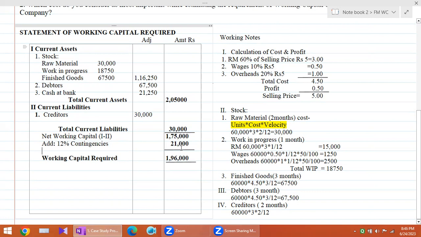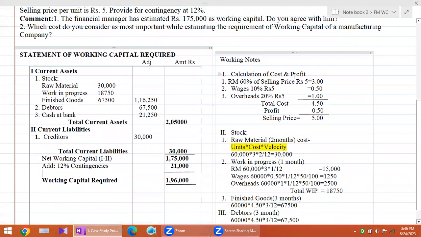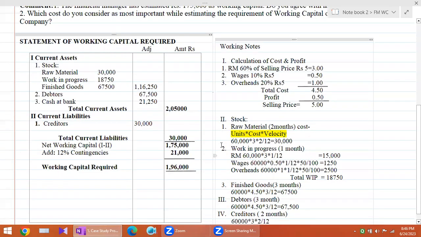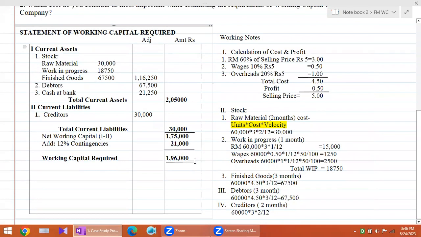Yes. Now come to the comment section. The finance manager has estimated rupees 1,75,000 as working capital. Do you agree with this? The answer is no. Why no? Since the working capital estimated by the finance manager is less than the required amount of working capital. He has estimated it as 1,75,000 and you have ascertained it as 1,96,000. That's why it is less. 1,75,000 is less than 1,96,000. And that amount is not enough to meet the operations. This is the first question answered.